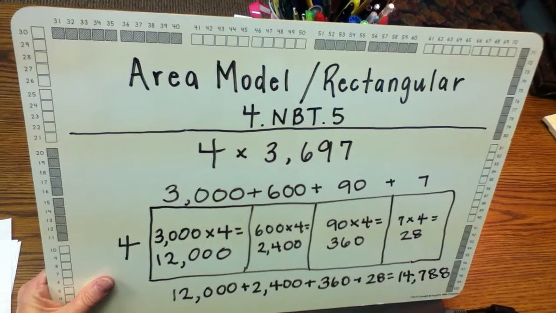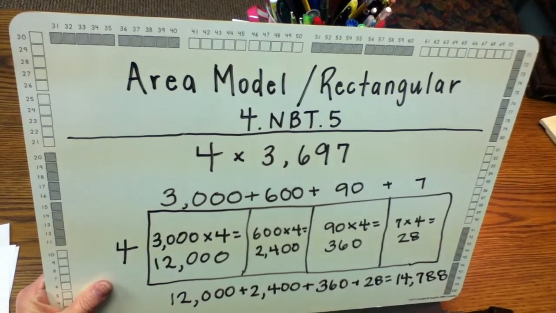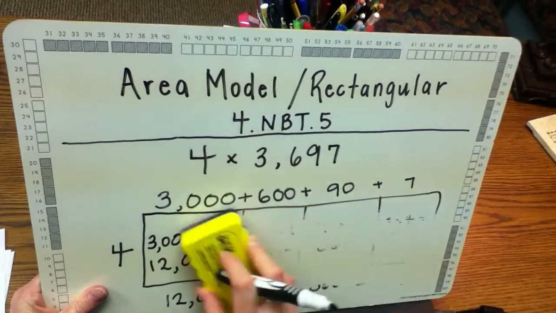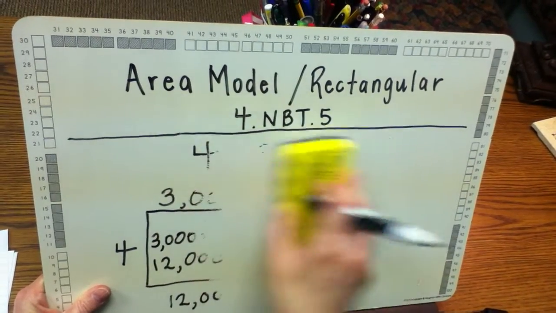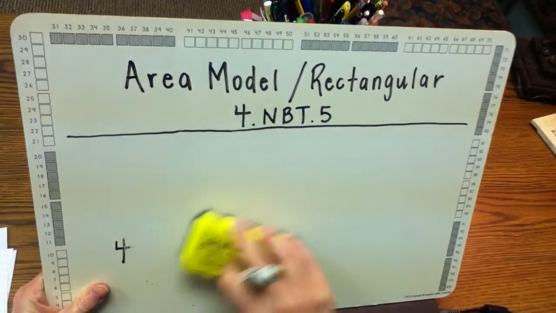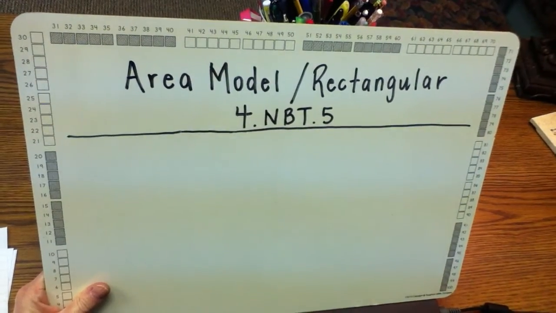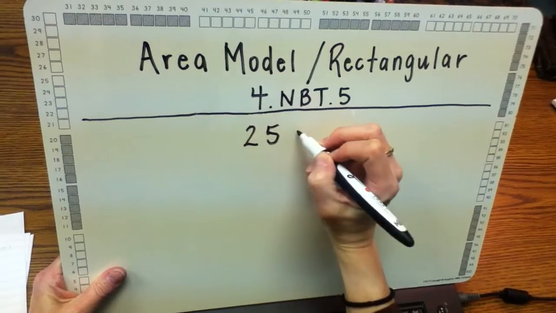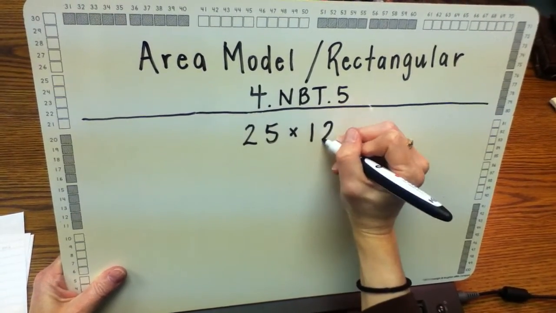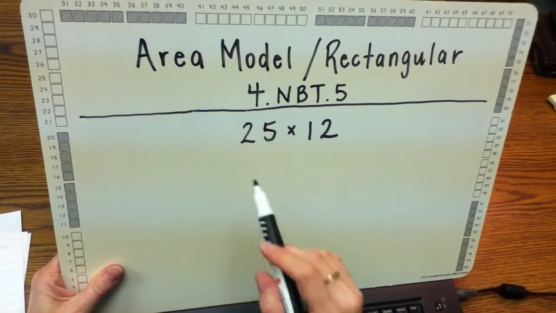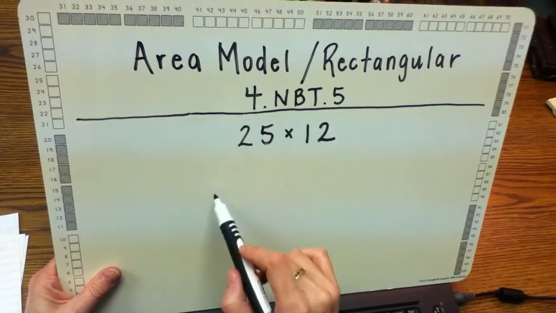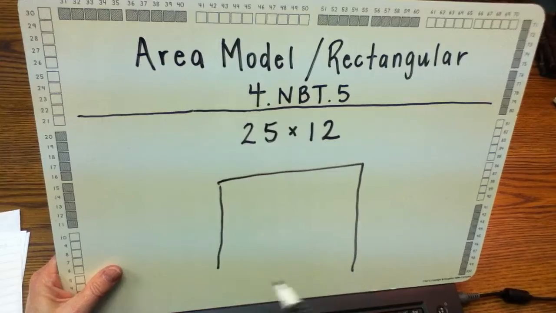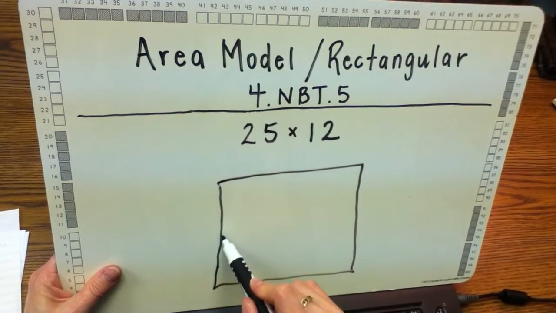And you can also use this method for a 2-digit by 2-digit number multiplication, which is what the standard calls for students to be able to do. So I'll just work an example of a 2-digit by 2-digit multiplication problem. So let's do 25 times 12. And in this, because I'm splitting both of my factors into tens and ones, I'm going to need a 2 by 2 rectangle.